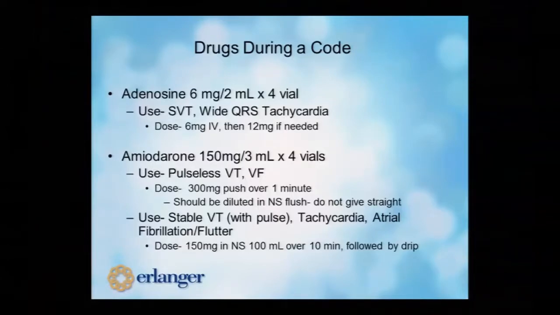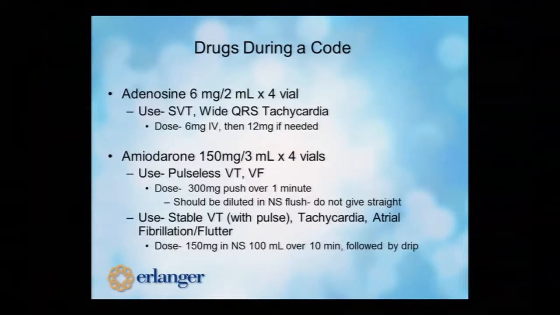So it's going to be a 300 milligram push over 1 minute. And the other thing is you don't just draw up the 2 vials and push those. The quickest thing you have at your disposal are the flushes that are actually in the code tray. You don't have to look for them. They're right there. So most people just squeeze some of that out and then draw it up into the flush. That way it's easy to have and easy to give to the nurse. That's for pulseless VTAC and VFib.